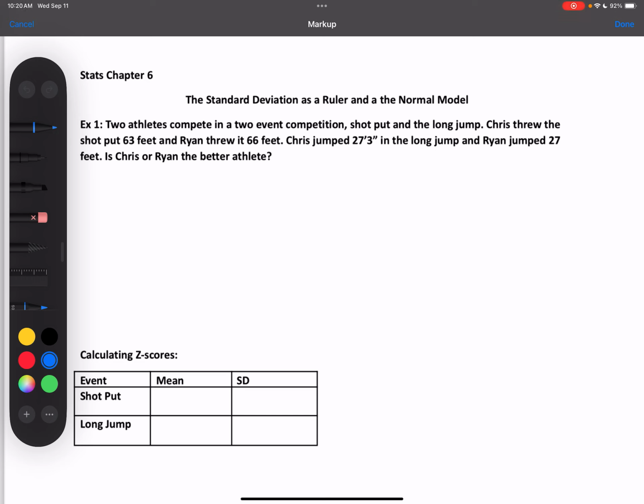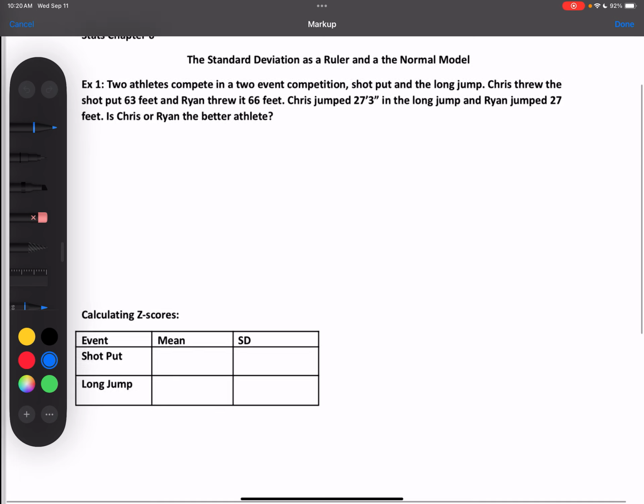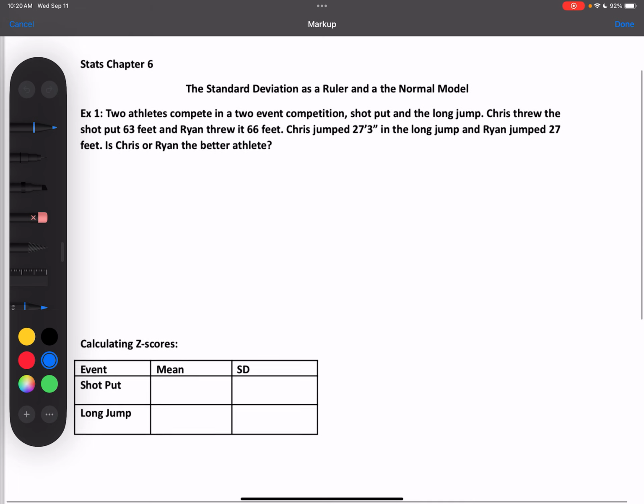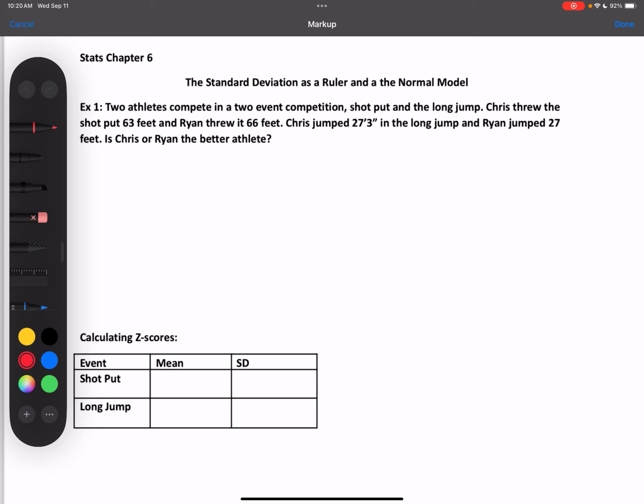So a couple things that we're looking for here, and the reason that you have a whole page, obviously, is because we're going to be writing a lot down. So we're looking for which athlete did better overall compared to his peers.